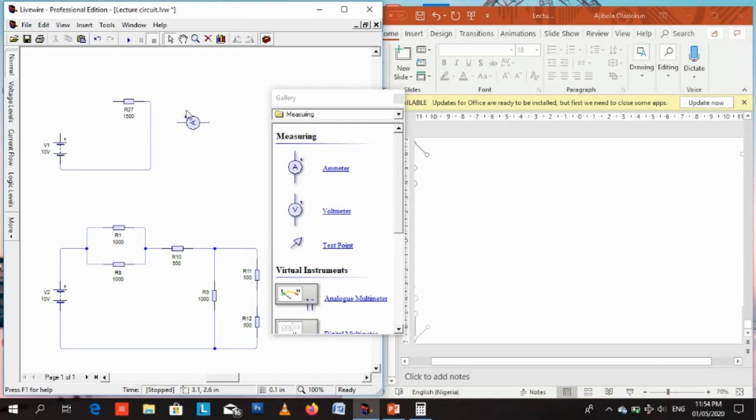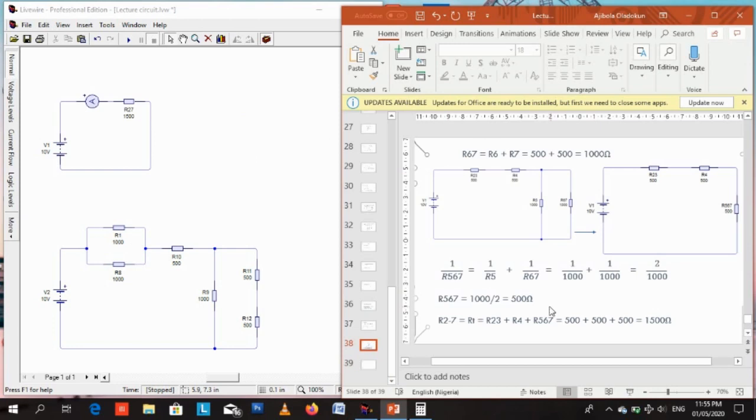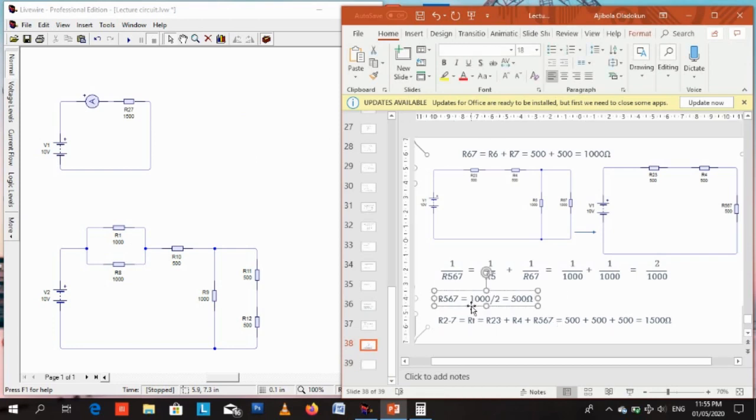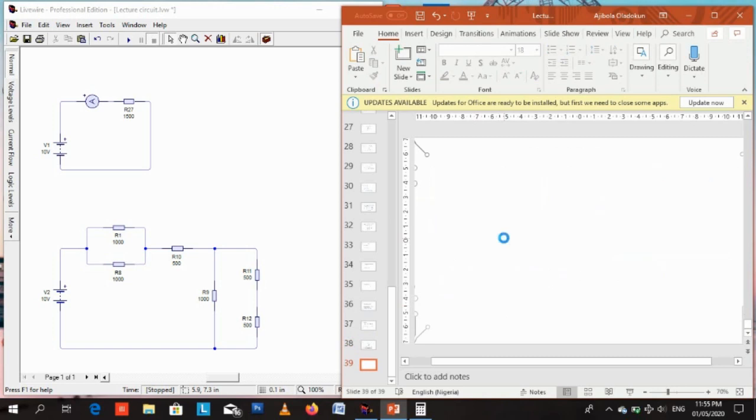So now let's check the current. Let's measure the current flowing through that. You can easily get that. This current flowing through the resistor R27 will be the same thing as the current that is flowing through the entire circuit. So let's bring it here.